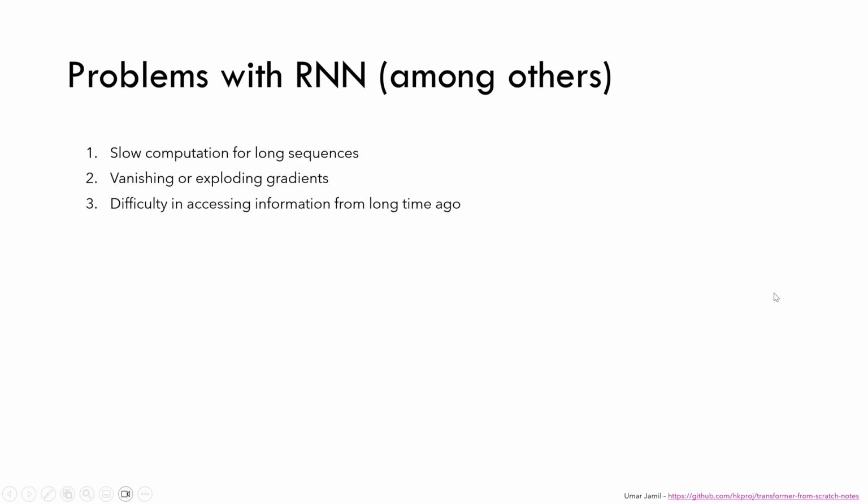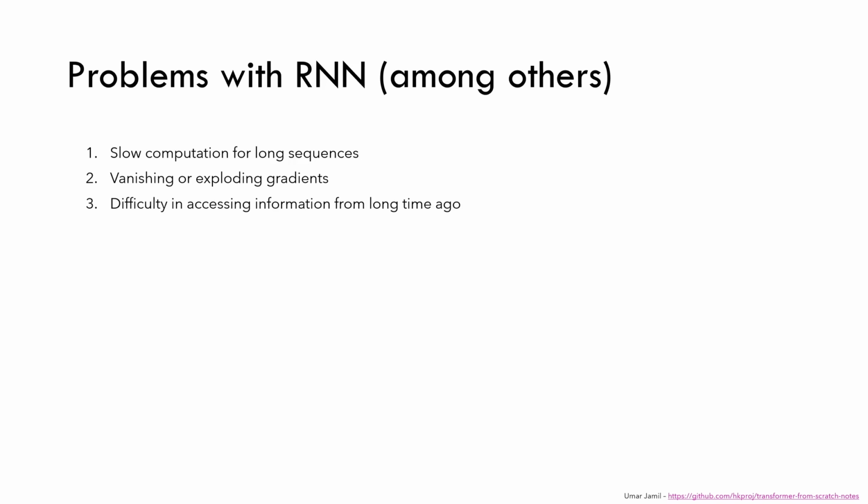The next problem is difficulty in accessing information from long time ago. What does it mean? As you remember from the previous slide, we saw that the first input token is given to the recurrent neural network along with the first state. Now, we need to think that the recurrent neural network is a long graph of computation. It will produce a new hidden state. Then we will use the new hidden state along with the next token to produce the next output.